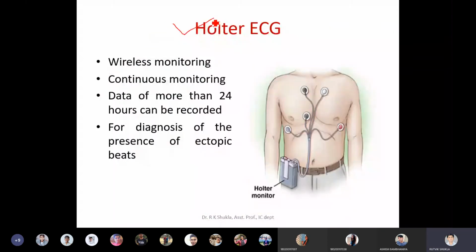That is another test with the help of ECG. So this is stress testing ECG and this is called Holter ECG. These are all different types of ECG. Holter ECG is a type of wireless monitoring. This is very popular nowadays.